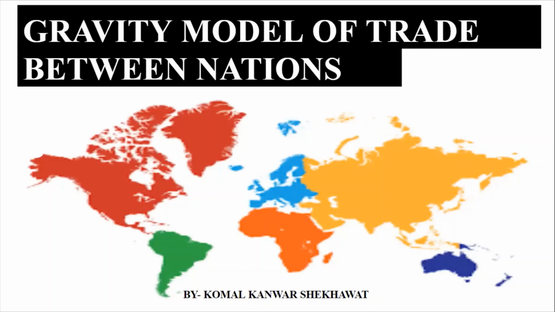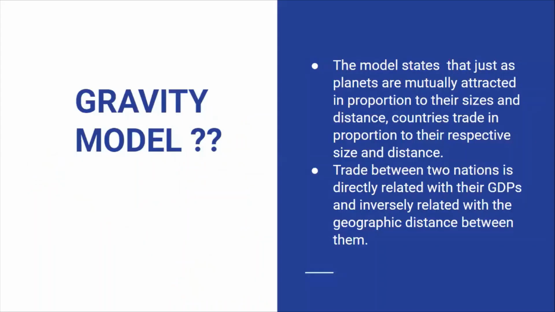Okay, so first of all, what is gravity model of trade? See, gravity model is used to predict or study the nature of international trade between nations. The model states that just as planets are mutually attracted in proportion to their sizes and distance, countries trade in proportion to their respective size and distance. To be more specific, trade between two nations decreases with an increase in the distance between them and it increases with the increase in volume of their respective GDPs.